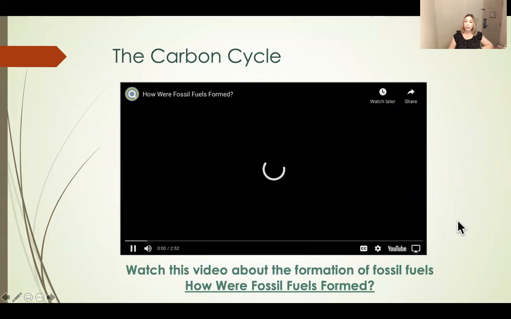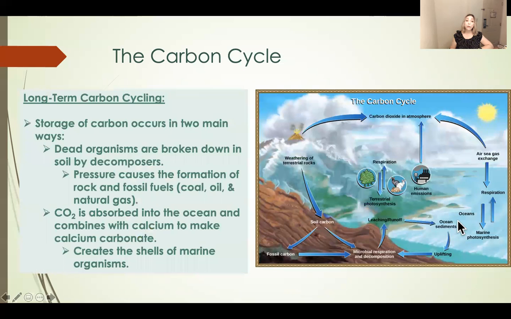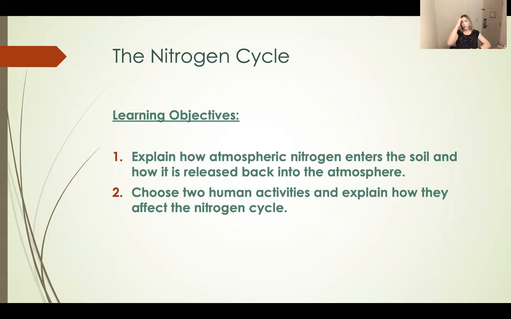Okay, let's go to the nitrogen cycle. So for the nitrogen cycle, you need to explain how atmospheric nitrogen, or nitrogen in the air, enters the soil and how it is released back into the atmosphere. And then I want you to choose 2 human activities and explain how they affect the nitrogen cycle.